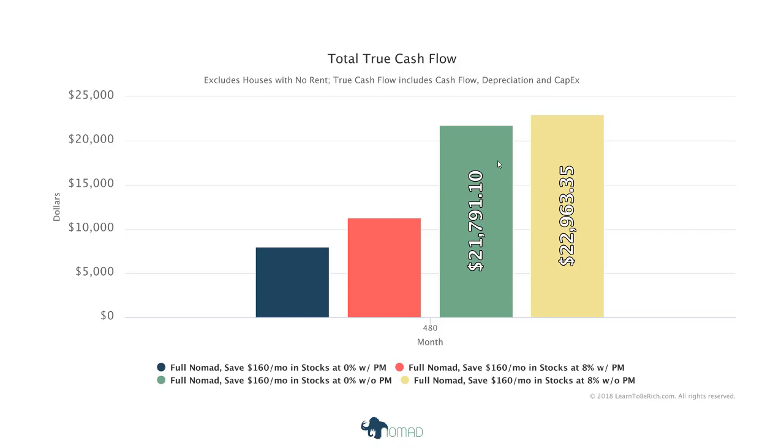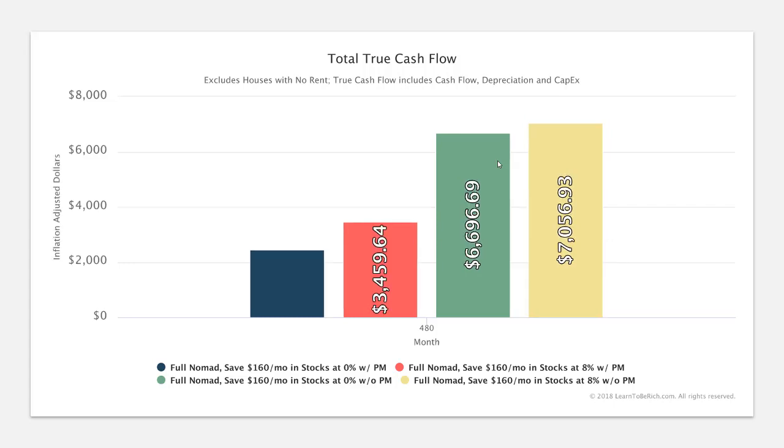You're talking 22,000, almost 23,000 versus 21,000. This is basically you not hiring a property manager. One's with 8%, one's not. And then this one is you hiring a property manager, getting 8%, not getting 8%. Does that make sense? Okay. This is it, inflation adjusted. So at the end, you're about $7,000 a month, inflation adjusted, getting 8%, not using a property manager. If you're getting 8%, it's about 3.4 thousand per month in cash flow doing it the other way.